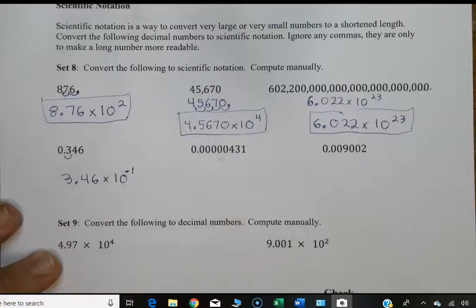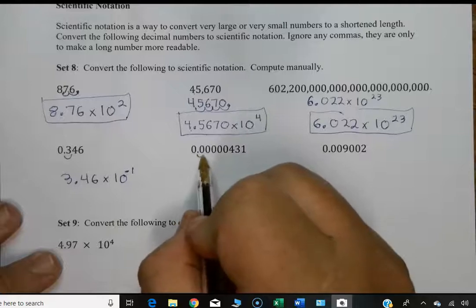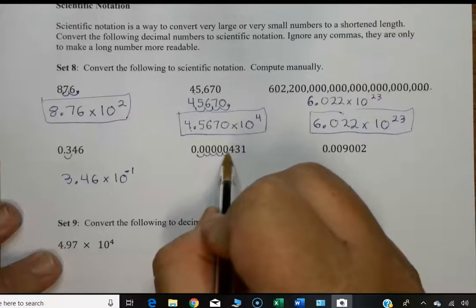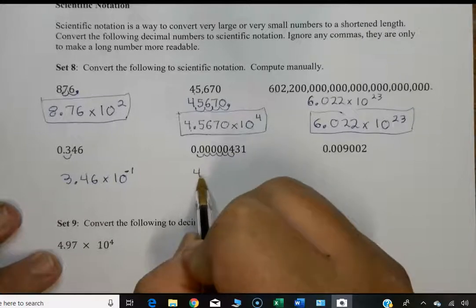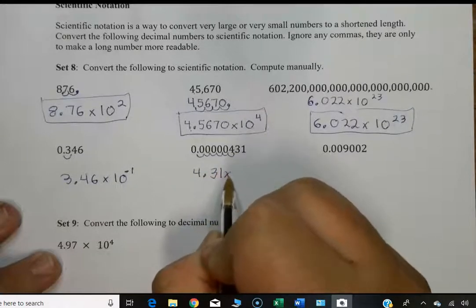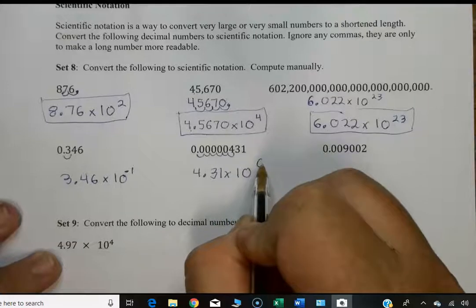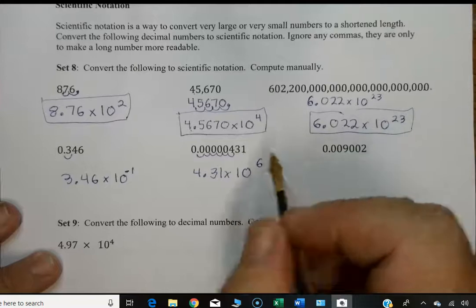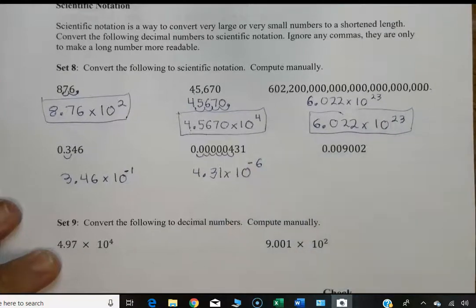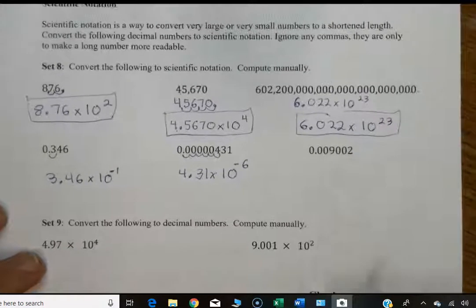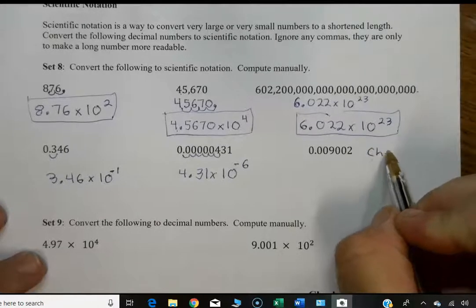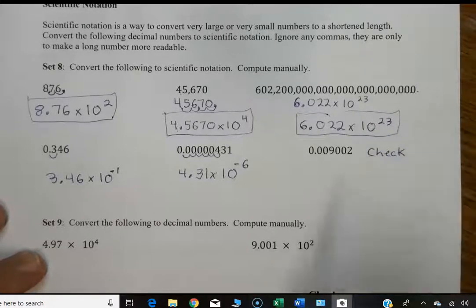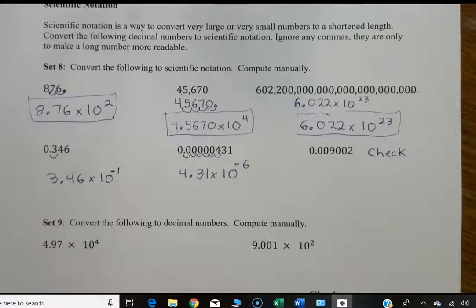Okay, go ahead and do this one. Pause and do this one. Okay, and we're back. So what do we do? 1, 2, 3, 4, 5, 6. 4.31 times 10. You had to move it 6 places. And the original number is a number less than 1, so it's a negative 6. Okay, and I tell you what, I'm going to turn this into a check problem. You do this one on your own. Okay, let's keep rolling.